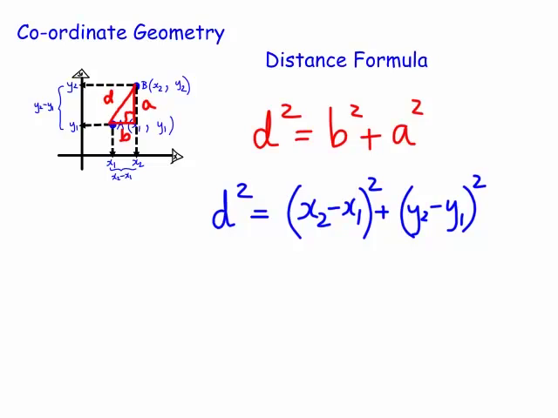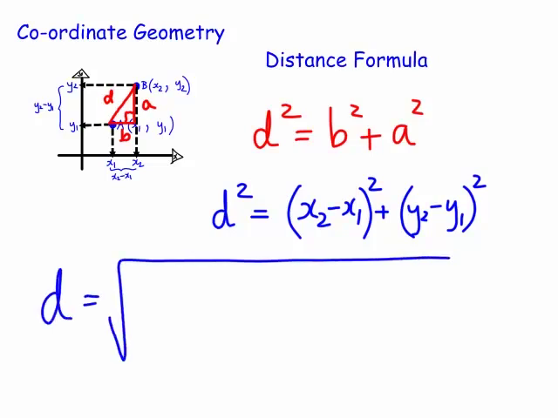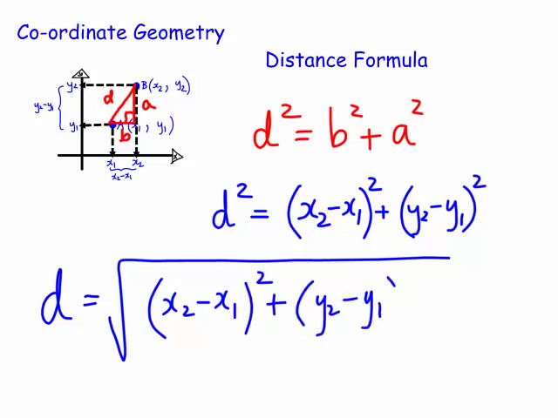So we know that d would be equal to the square root. Now obviously distance is positive, so we take the positive square root, and I always write this as x2 minus x1 all squared plus y2 minus y1 all squared. We do it that way, or we could actually write it as y2 minus y1 all squared plus x2 minus x1 all squared. It wouldn't matter.